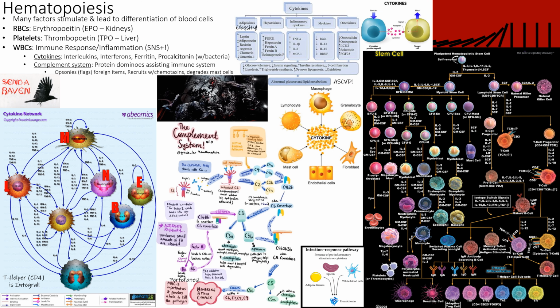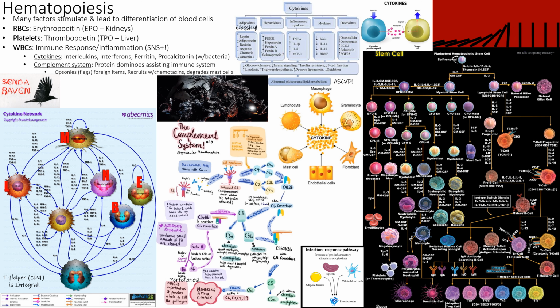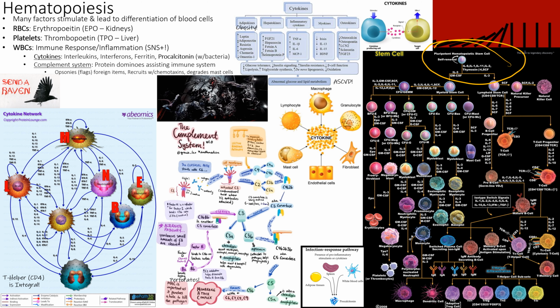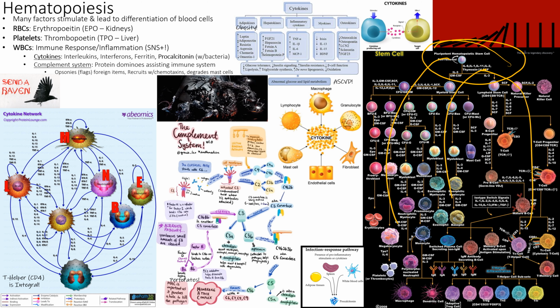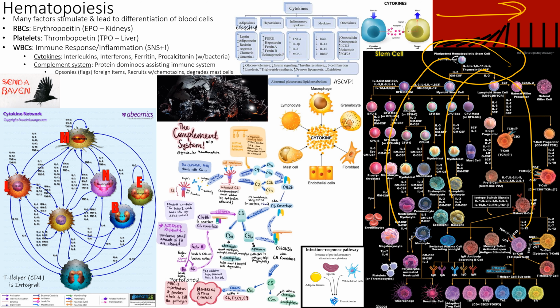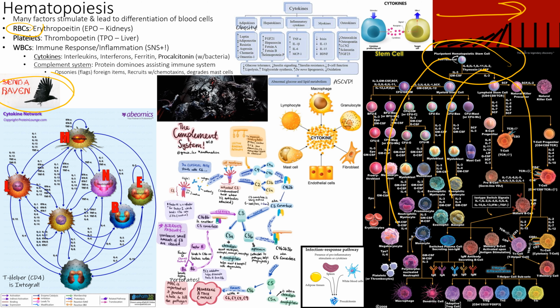So hematopoiesis. Hematopoiesis is how do we stimulate the white blood cells all the way at the top over here? How do we make all this stuff happen? It's a whole domino effect that's going to occur when we get a call to make our RBCs, right? It's like, send a raven, we need to make more RBCs. Oh, we need more platelets, send thrombopoietin.